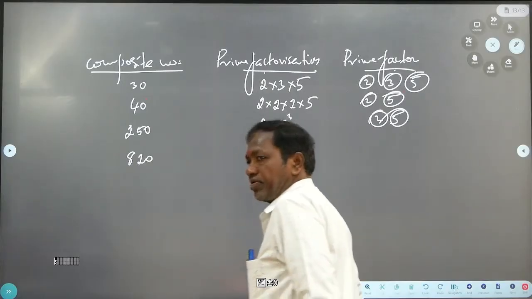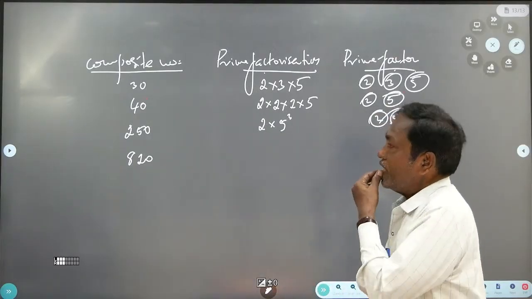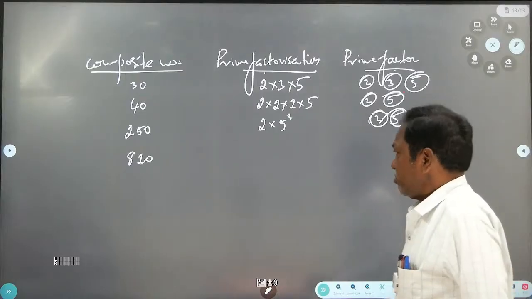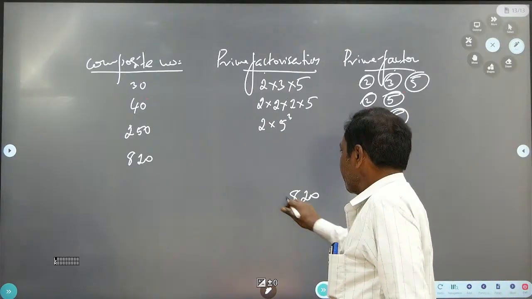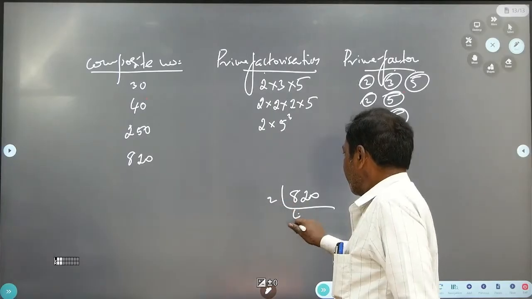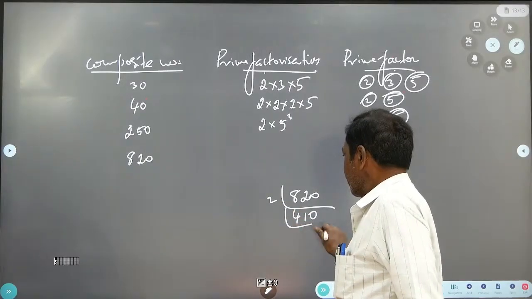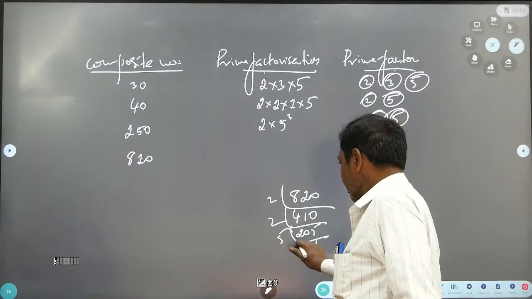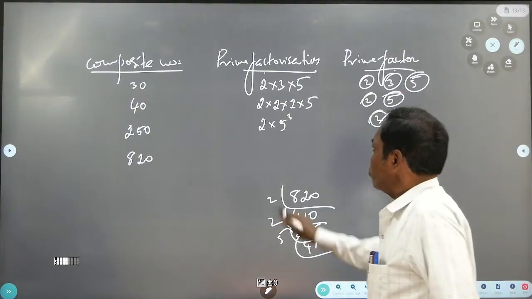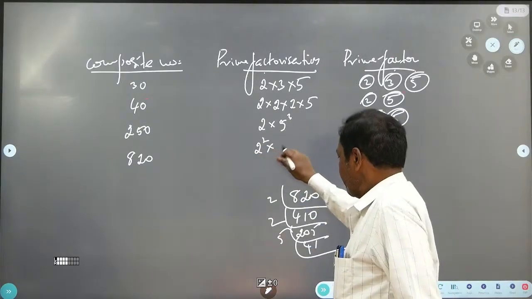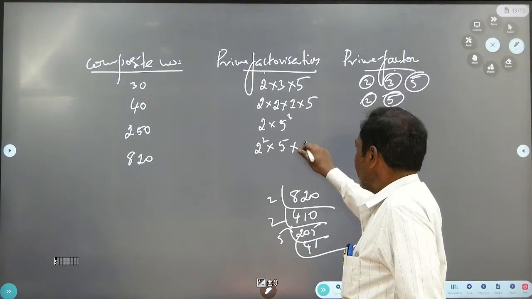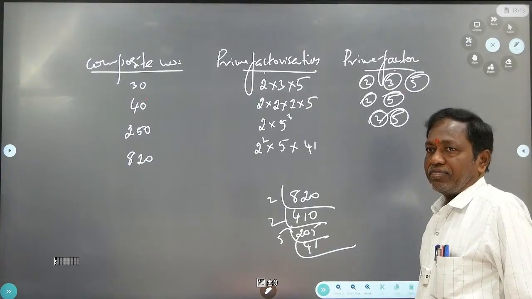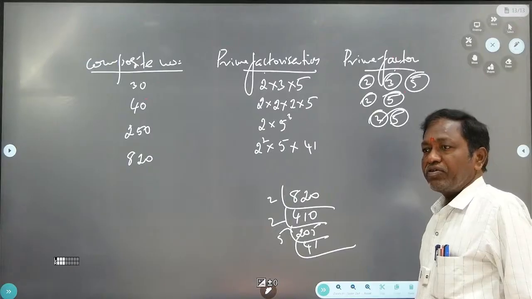820. Do it for 820. So like that. 820 and 410, 205, 41, like finish. So 2 square into 5 to the power of 1 into 41 to the power of 1. And 41 is a prime number.